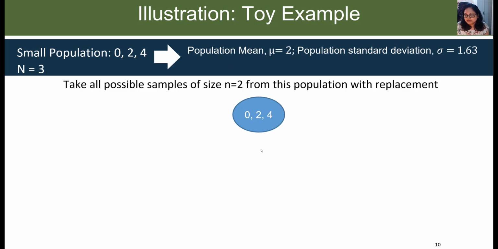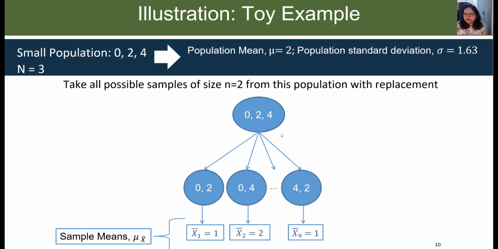That means the population we have is 0 to 4, and then we took 2 samples randomly, and we take the mean of these 2 samples, which is 1. Then we try to take all possible combinations. We're not taking it randomly; we took all possible combinations. So you can see that there will be 9 possible combinations.